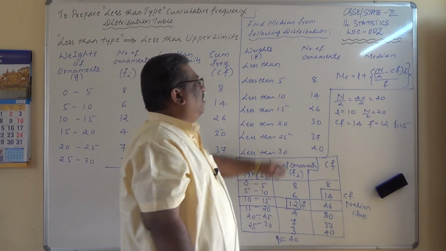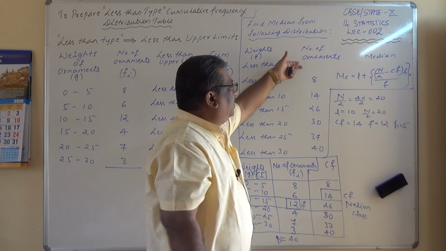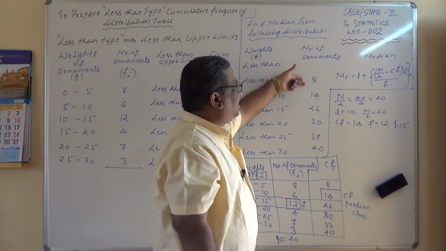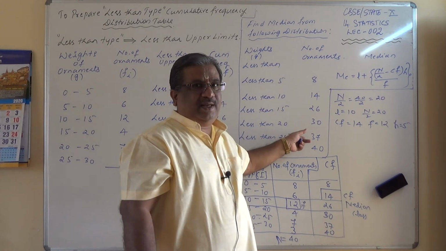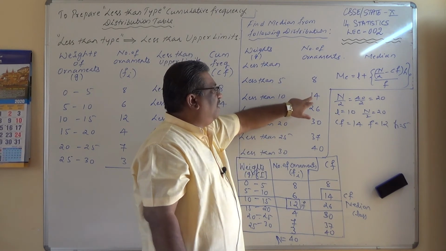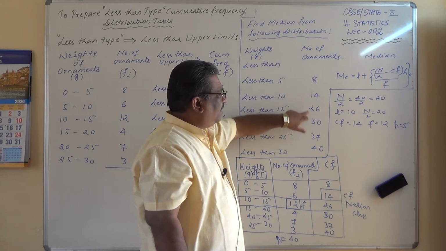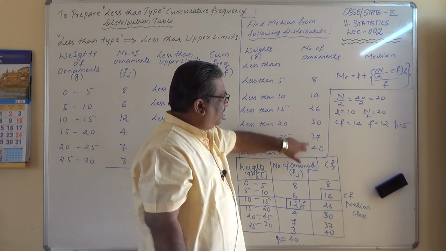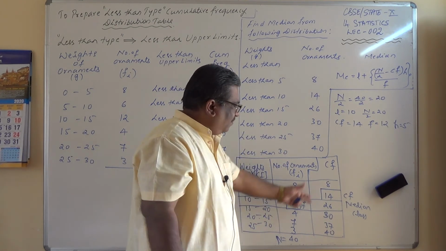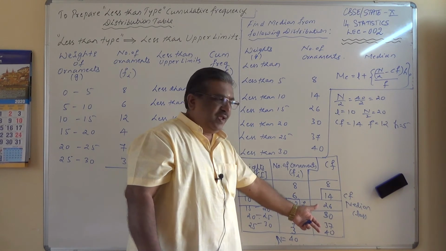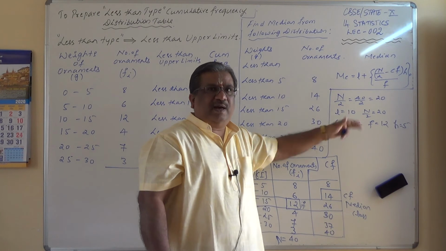And please remember, whenever they give the less than frequency distribution table, even though it is the number of ornaments given over here, you must understand that this is a cumulative frequency. Therefore, by subtracting from the first as it is, 14 minus 8, 26 minus 14, 30 minus 26, 37 minus 30, 40 minus 37, all this gives you the frequency. Once you know the frequency, you can form the cumulative frequency and extract all the values that are required to find the median.